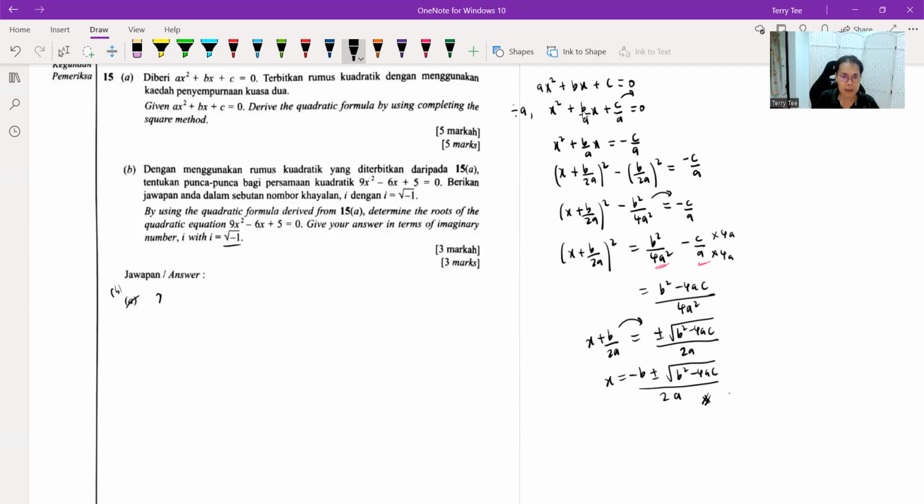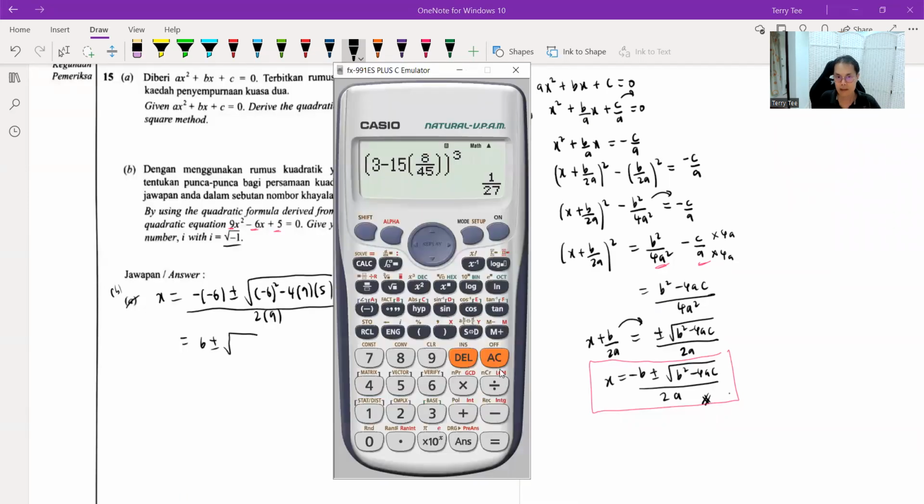Okay, so I really know my b. Guys, use your formula over here. We will have this formula. I know my a is 9, my b is negative 6, my c is 5. So use the formula minus b plus minus square root b squared minus 4ac over 2a. So here we have 6 plus minus square root. This one here, you might want to use a calculator, right? Minus 6 square is 36, minus 4 times 9 times 5. So I got negative 144.